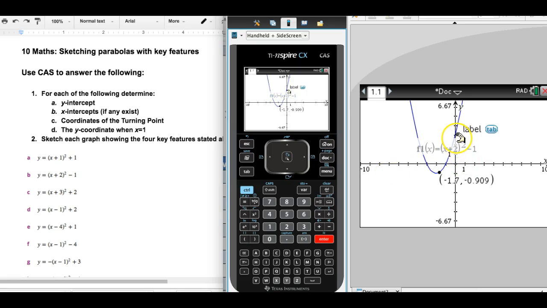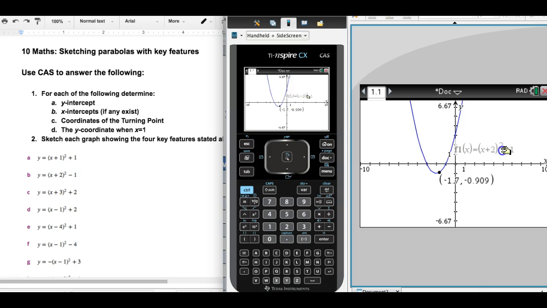Your y-intercept, I can see there is, let's just move that out of the way. 1, 2, 3, let's just check. 2 squared is 4, -1 is 3. Fabulous. So I know that the y-intercept is 3.